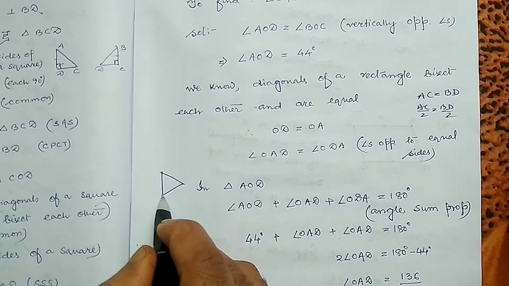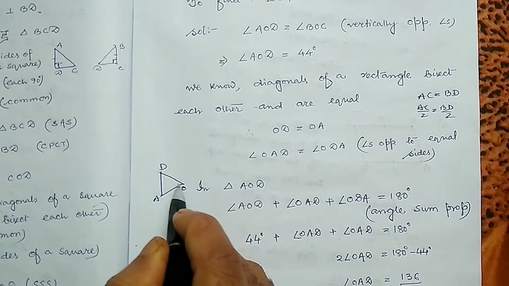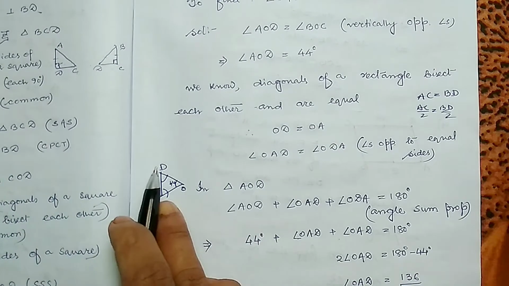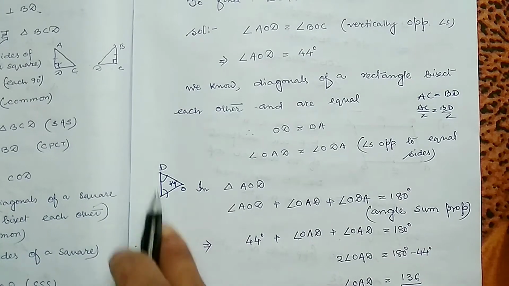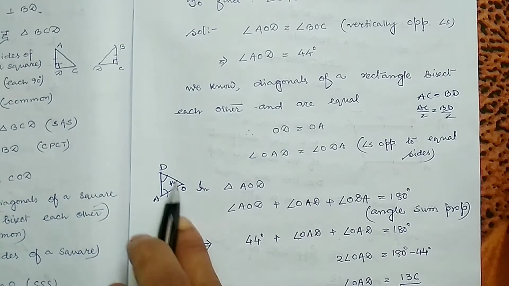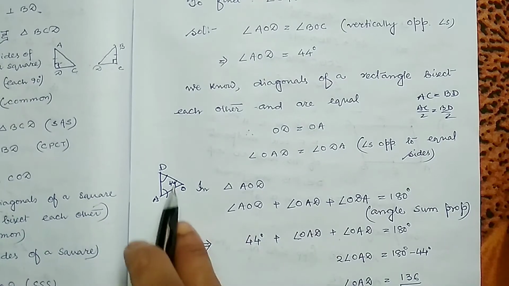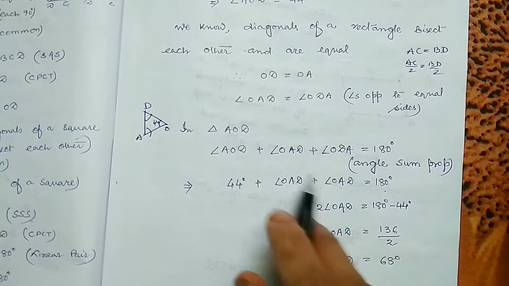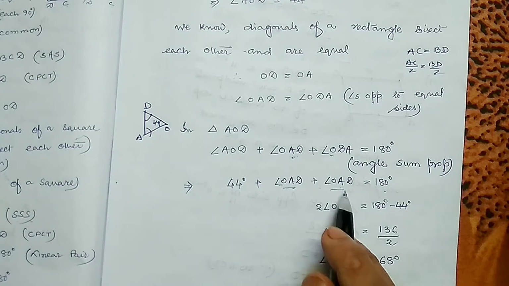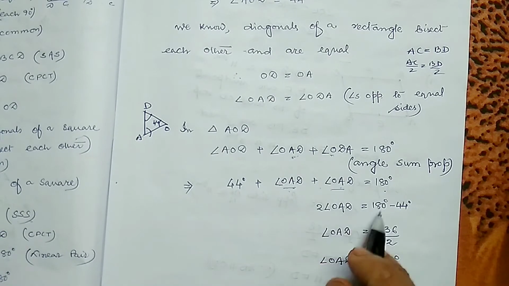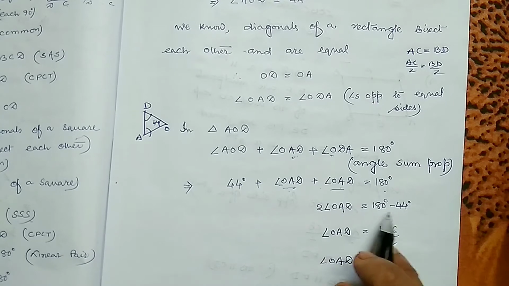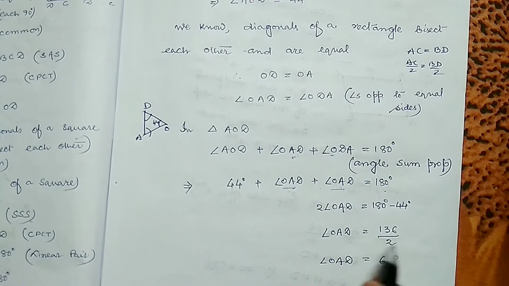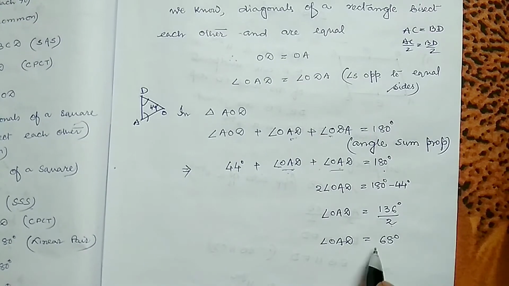Let me draw this figure. AOD, this one is 44 and these two angles are equal. So we can write in triangle AOD, AOD plus OAD plus ODA, the sum of angles of a triangle is 180. First one already you know, 44. So 44 plus OAD plus ODA equals 180. Because these two angles are equal, we can write OAD in both the cases. So twice OAD equals 180 minus 44, which is 136, and we divide this by 2. So it will be 136 degrees by 2. That means angle OAD will be 68.